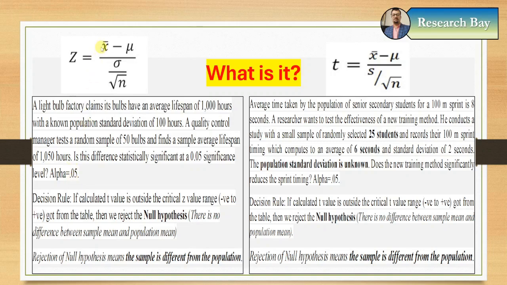Now we know it's 0.05. Now, what is x bar? This is the sample mean. What is mu? This is the population mean, right? So in this case, the sample mean is 1050 and the population mean is 1000 hours. Then we have the standard deviation of the population, which is 100 hours, divided by the square root of n, which is our sample size, 50 in this case, right? This is also known as standard error.